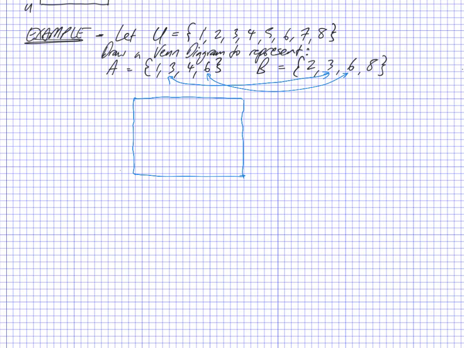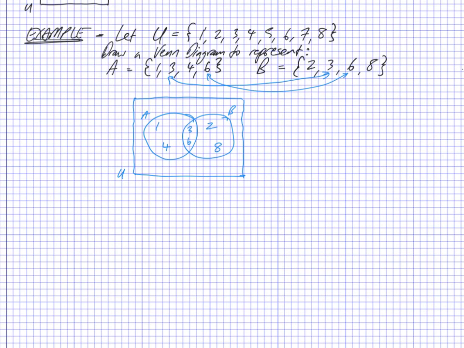So that's the universal set. I've got a set A, and I've got a set B. That's A and that's B. And because I thought ahead, I know 3 and 6 are in the overlap because they're in both A and B. And now I can look at just A. A contains 1 and 4. And B contains 2 and 8.